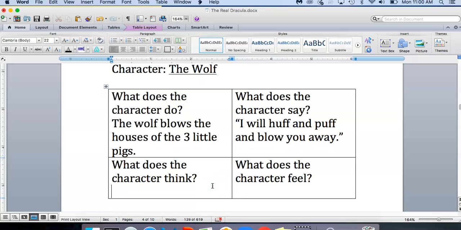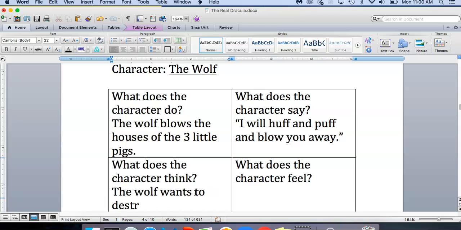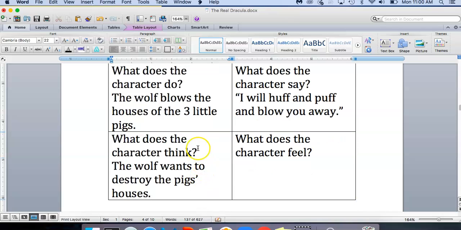Because this is what he does and this is what he says, then we know that the wolf wants to destroy the pigs' houses. We know what he is thinking because obviously no one can read your mind. How we came up with his thoughts is based on what he does and what he says. So remember that. Now, what does he feel?